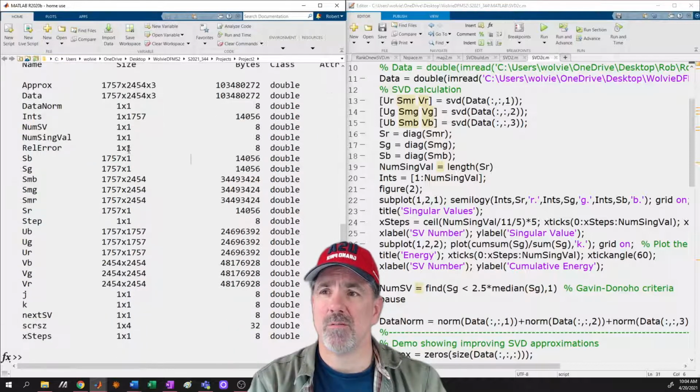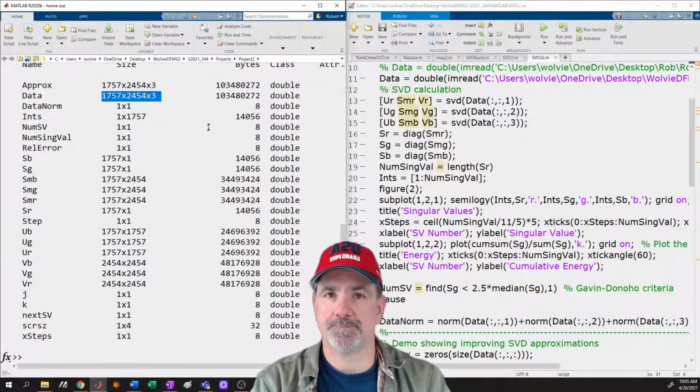So these are the matrices that I used and what their dimensions are. And so we have the singular value decompositions, of course, the U and V matrices for each color, and those are used to stitch together and make the approximations. And then, of course, the original image coming in, which I convert immediately to double, and that is a 1757 by 2454 by 3. So it's the same exact file that we were loading previously.